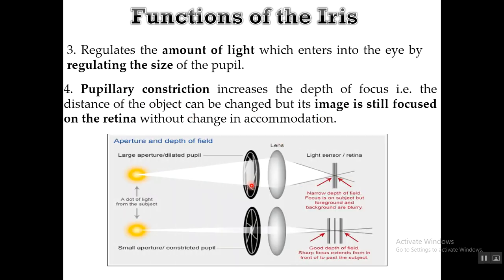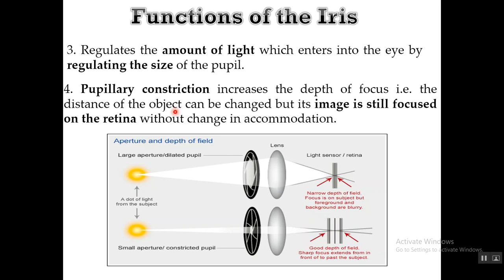So like this. Here the pupil is dilated and here the pupil is constricted. Look at this. This is the depth of focus. Here there is no depth of focus, but here you have a depth of focus. In this condition you can move the object nearer to the eye or farther away from the eye, and still the image is formed on the retina, and you see it clearly. So pupillary constriction improves or increases the depth of focus.